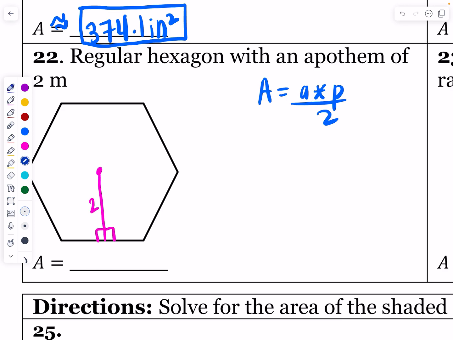The apothem is 2. And we want to find our side length, because I can go ahead and plug in my formula. The apothem, I have it. It's going to be 2. I'm going to multiply that by my perimeter, whatever it is, and then I'm going to divide by 2. So let's find our perimeter of this shape.